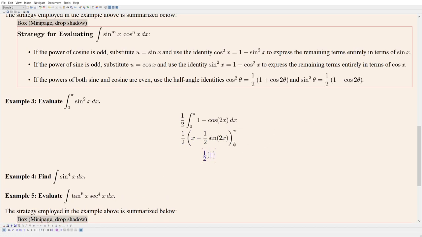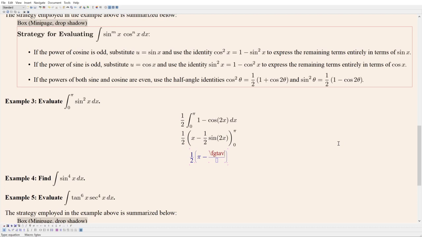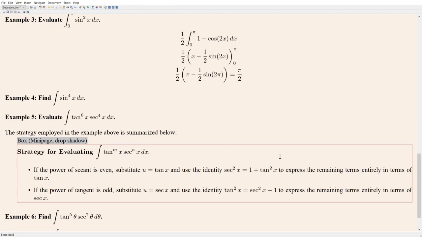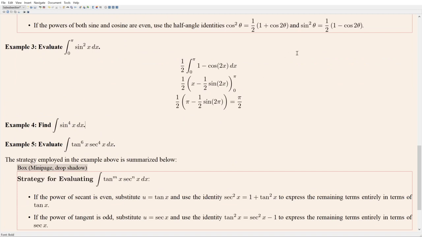So let's see. If we plug in 0, we get 0 minus 1/2 sine 0. Sine of 0 is 0, so that all disappears. If we plug in pi, we get 1/2 sine of 2 pi. Well, sine of 2 pi is also 0, so this whole term disappears. So we are left over with just pi over 2. So that's it, right? Pi times 1/2. So this identity cleaned this up really easily.